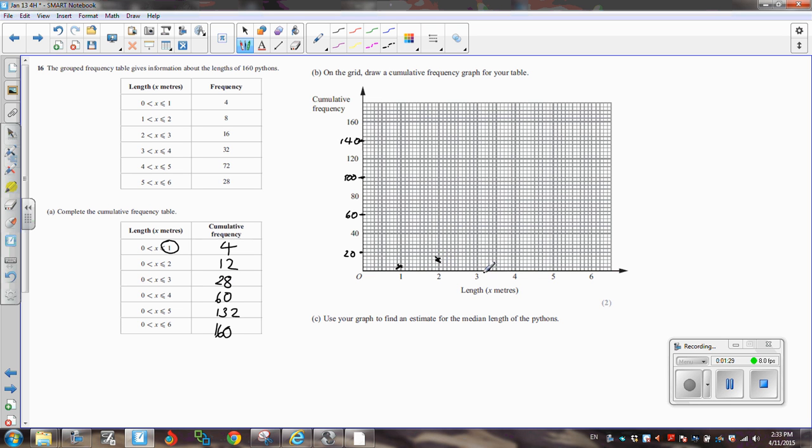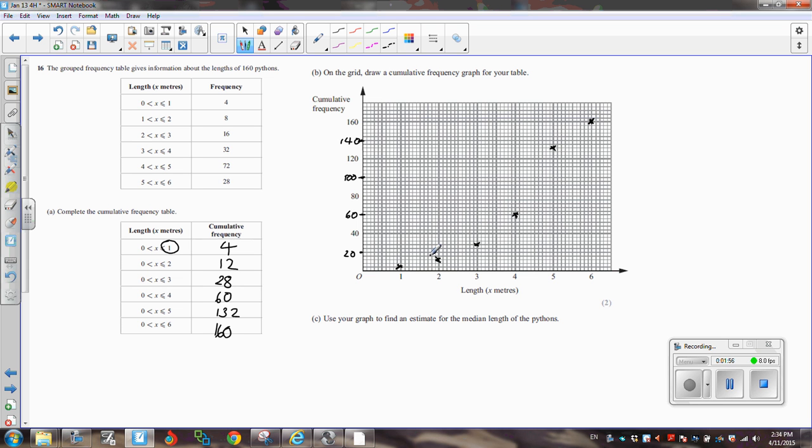28 pythons less than 3 meters long. Well, 28 is going to be, there's 20. 28 is going to be 2 squares. 60 pythons less than 4 meters long. That's easy. It's going to be there. 132. Well, there's 120. 132 is going to be 3 squares above there. And then all 160 pythons are less than 6 meters long, which is there.